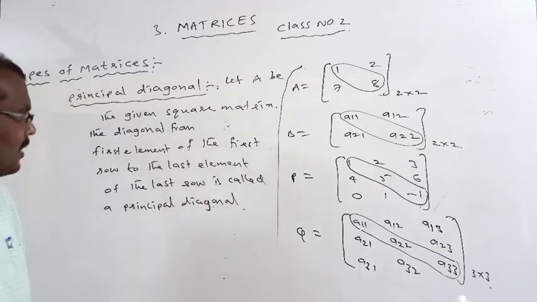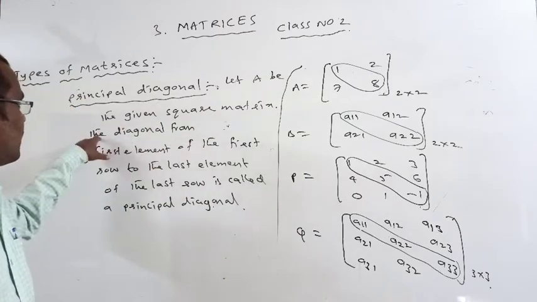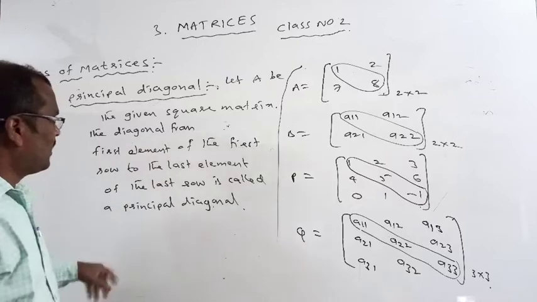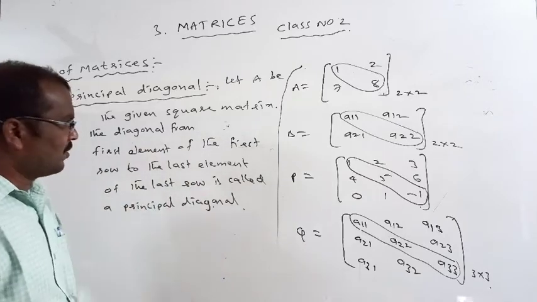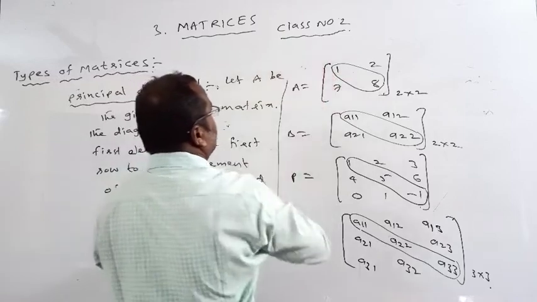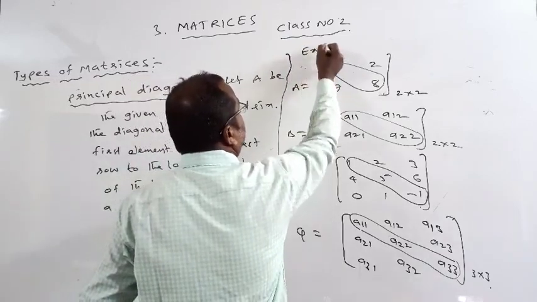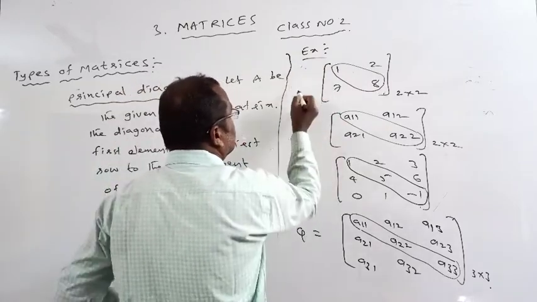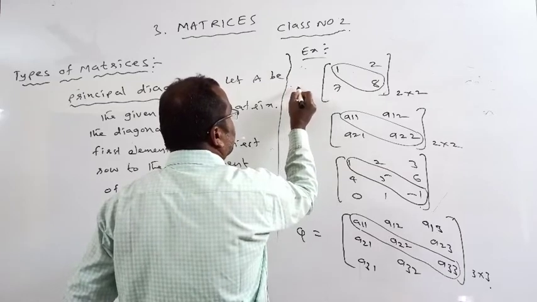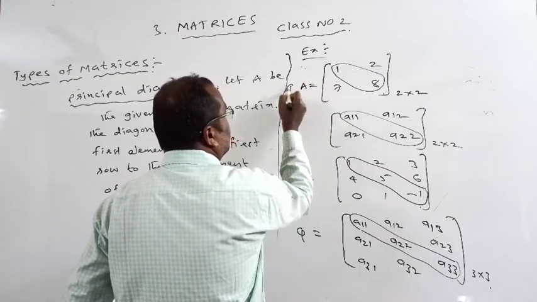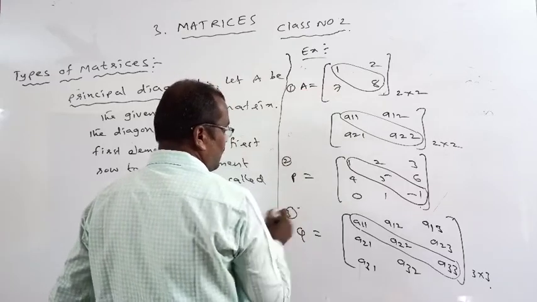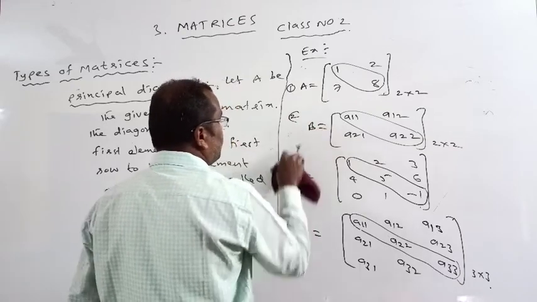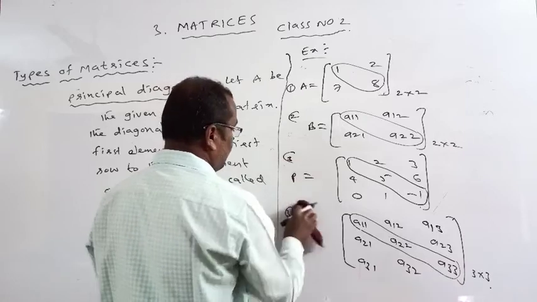Let A be the square matrix. The diagonal from the first element of the first row to the last element of the last row is called the principal diagonal. Now give the examples. Give example 1: 2, 3, and 4.